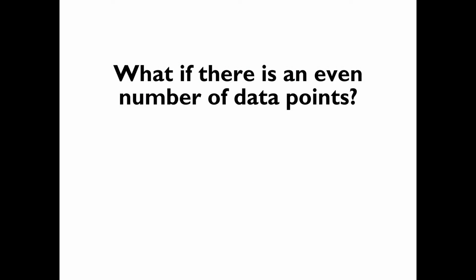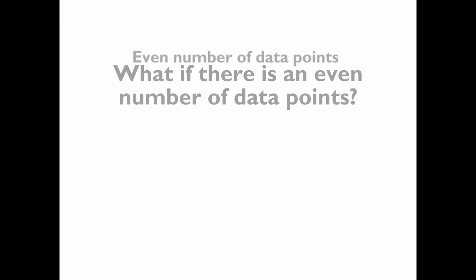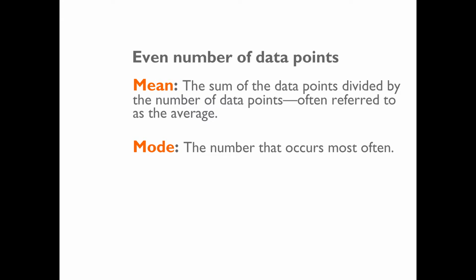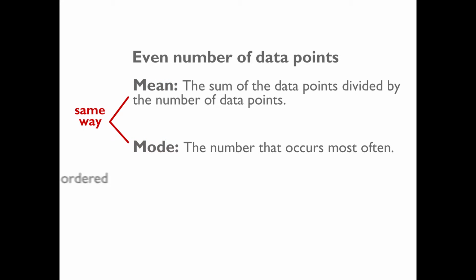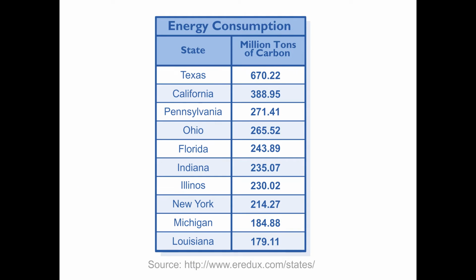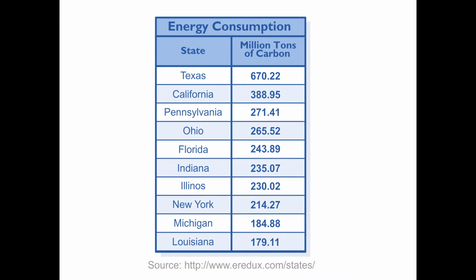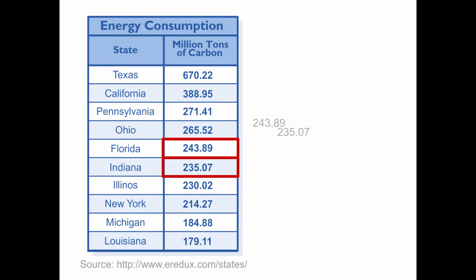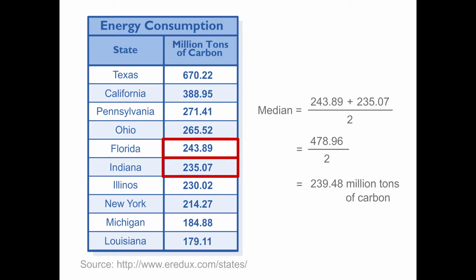What if there is an even number of data points? With an even number of data points, the mean and mode are determined exactly the same way. The median, however, requires an extra step. Here is a list of the top 10 energy-consuming states. Our data is already ordered, so we're ready to find the median. Since there are 10 data points, there is no single middle number. Rather, we average the two middle numbers. For these 10 states, the median energy consumption is 239.48 million tons of carbon.